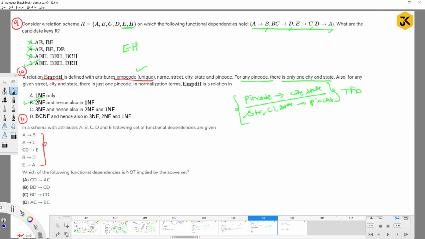The simple thing is we can find the closure. So the first one is CD determines AC. If I find CD closure, it is CD, E. From E I can get A. So I can say that AC is possible. So option A is not the one. What about BD closure? BD. That's it, right? Meaning that it cannot determine CD. So option B is the correct answer. Which one of the following functional dependencies is not implied by the given functional dependencies? So option B is the correct answer.